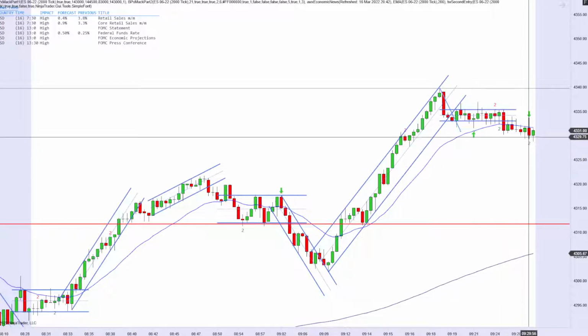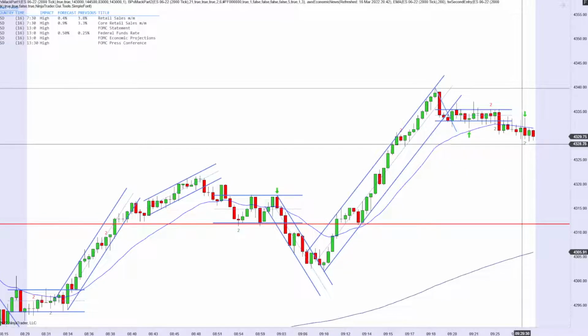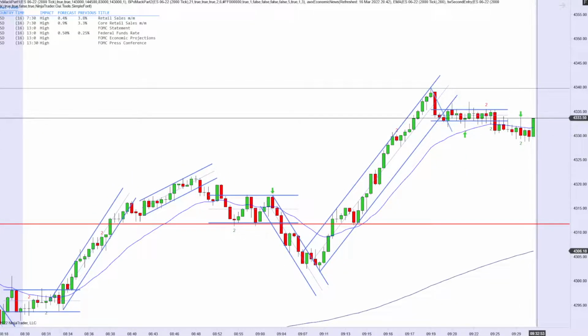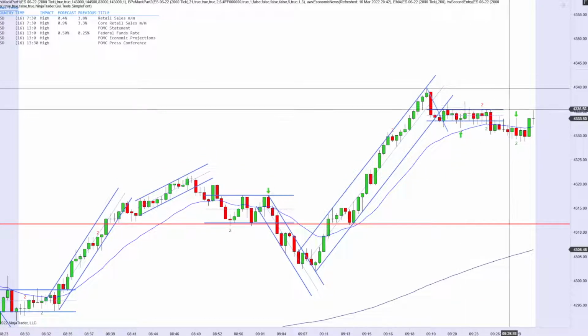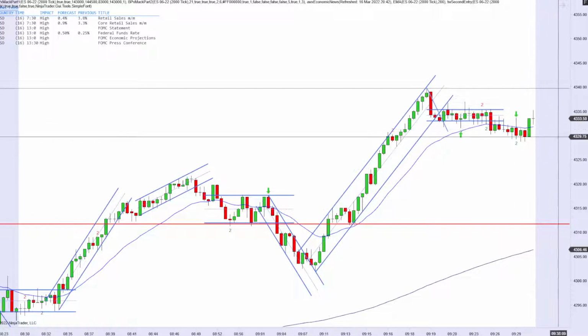Next bar forms. People are in this trade. People are still in this trade. Ooh, let's see here. People are still in this trade, but most likely it's going to stop people out, and it does stop people out. So that's an unfortunate one.